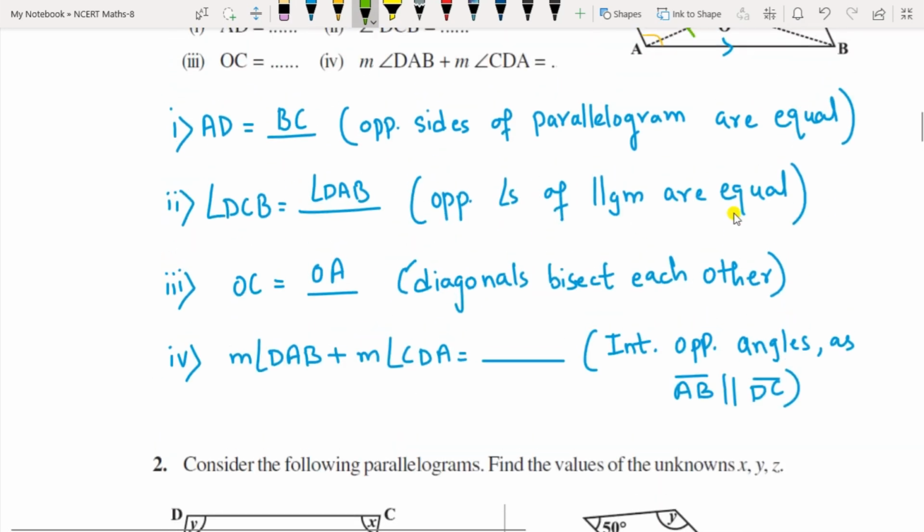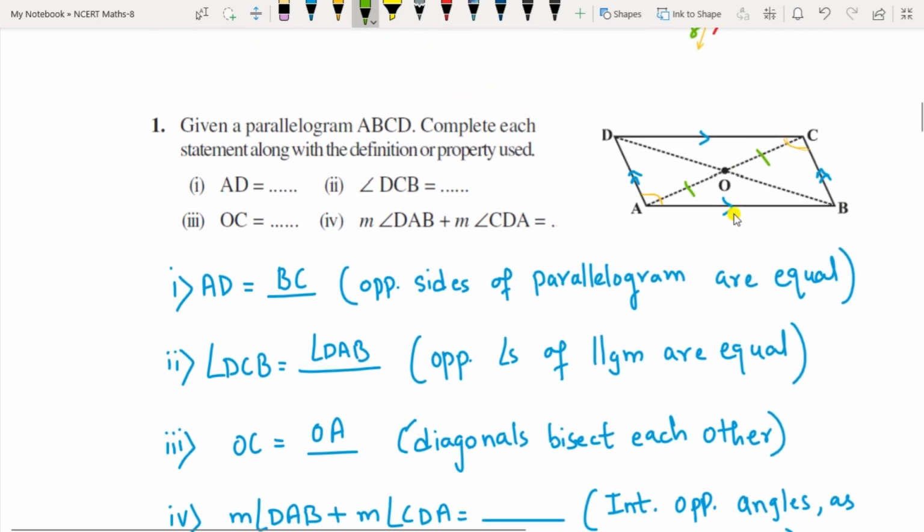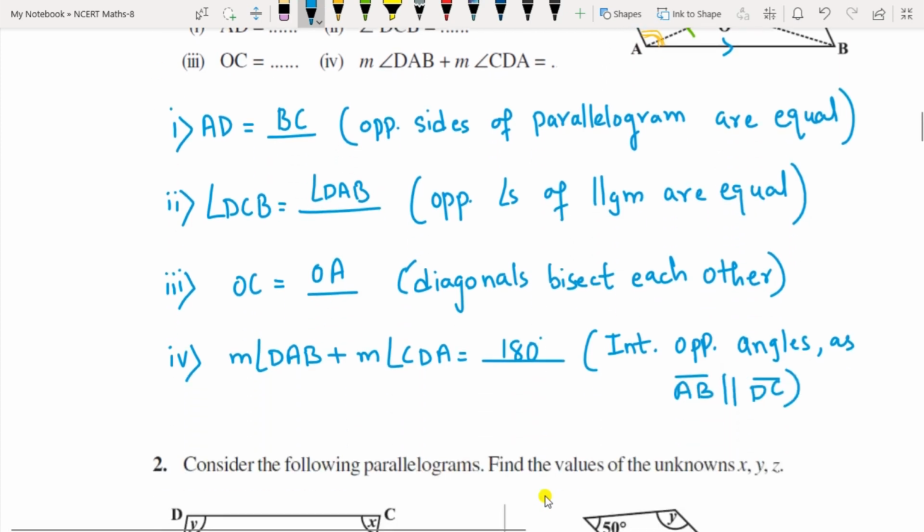Okay. Then next comes DAB plus CDA. Which angle? That is this angle DAB plus CDA, this angle. Okay. That is forming the interior opposite angles. It is forming C here. C means equal to what? Equal to 180. Okay.